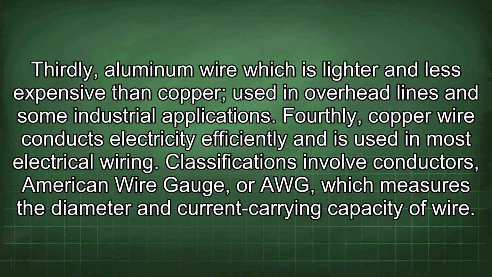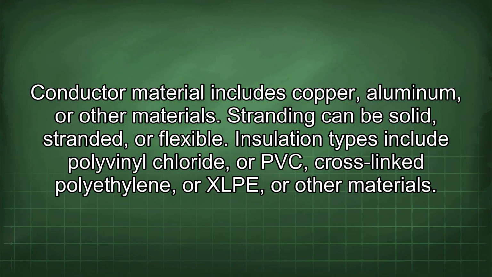Classifications involve conductors, American wire gauge, or AWG, which measures the diameter and current carrying capacity of wire. Conductor material includes copper, aluminum, or other materials. Stranding can be solid, stranded, or flexible.